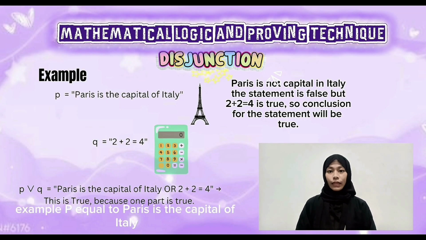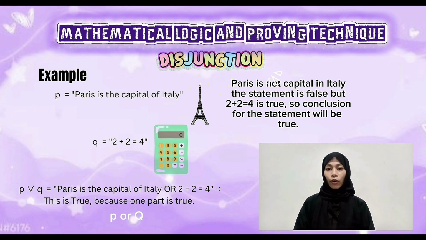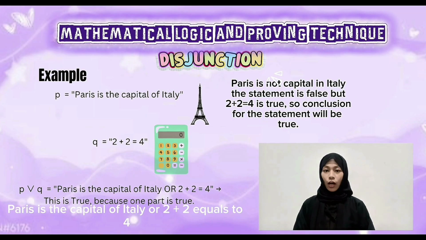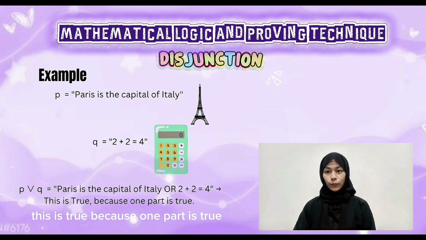Example: P equals Paris is the capital of Italy. Q is 2 plus 2 equals 4. P or Q: Paris is the capital of Italy, or 2 plus 2 equals 4. This is true because one part is true.